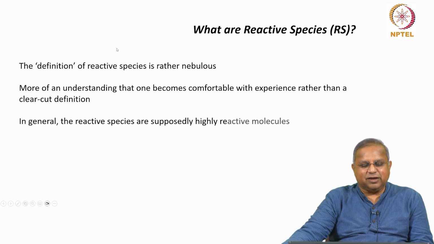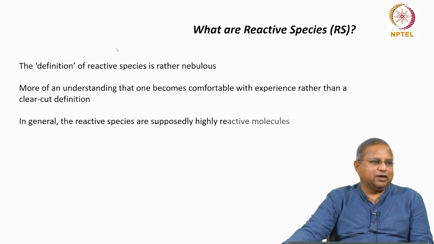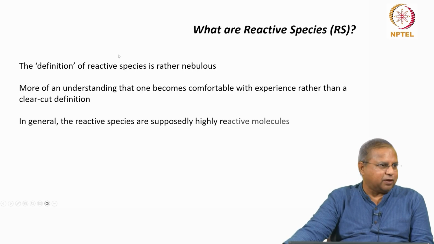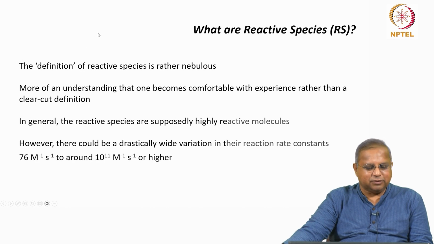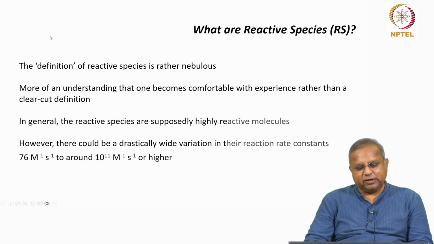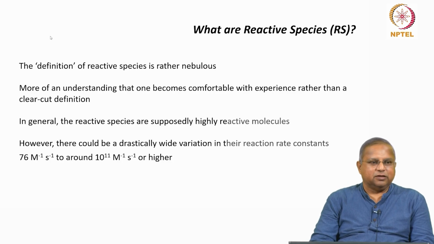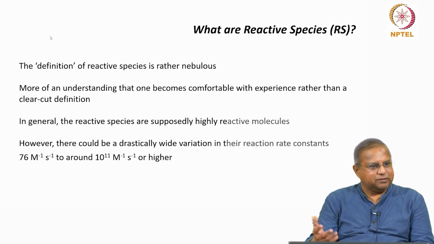In general, reactive species are supposedly highly reactive molecules. That is how the name kind of came about, and most of them are. Almost all of them are highly reactive. However, that does not cover the entire gamut. There could be a drastically wide variation in their second order reaction rate constants. If you recall basic chemistry, reaction rate constants give you an idea of the speed of the reaction.